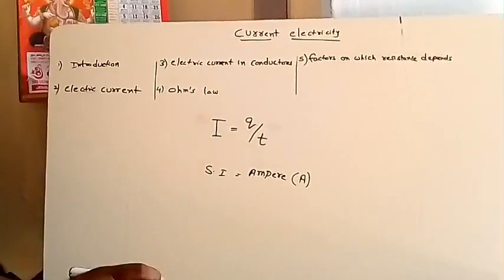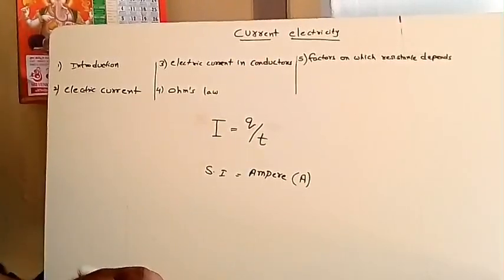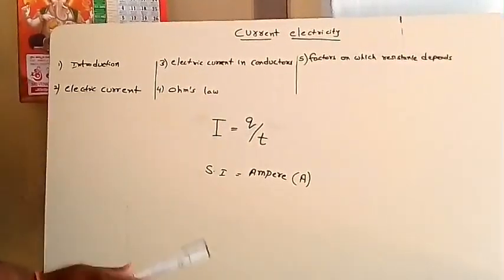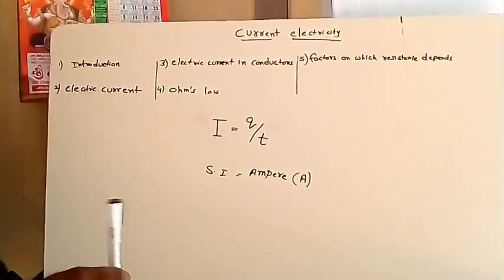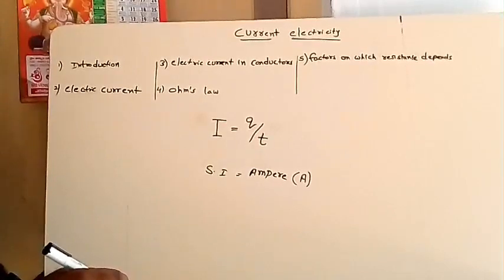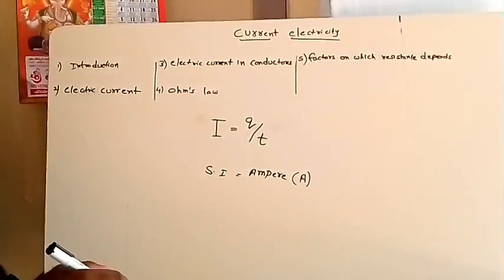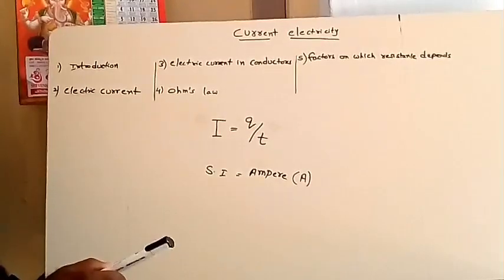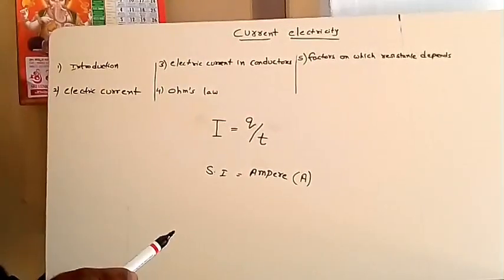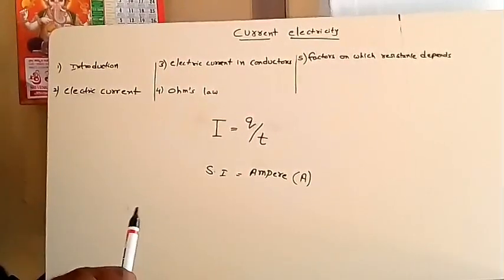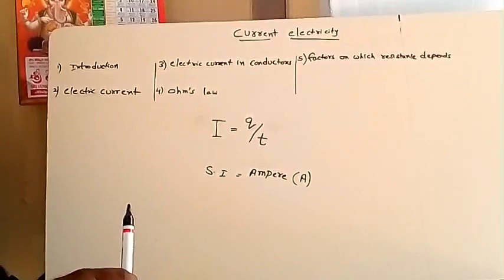And define ampere. Suppose in a conductor, 1 coulomb of charge is passing through any cross section of the conductor in a time interval of 1 second, then that current is said to be 1 ampere. So once again, I'm recalling, 1 coulomb of charge is passing through any cross section of the conductor in a time interval of 1 second, then the current is said to be 1 ampere.